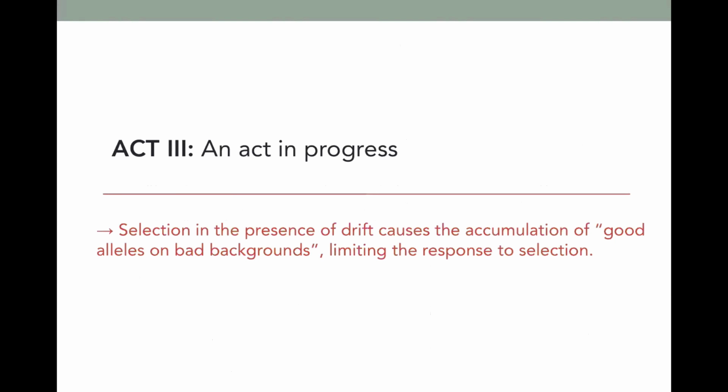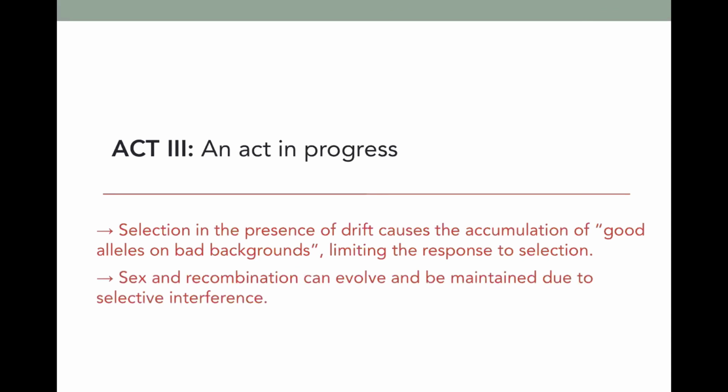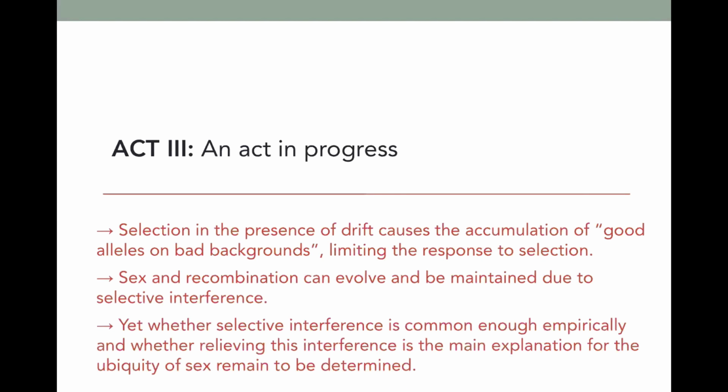Certainly, we know that selection in the presence of drift causes the accumulation of good alleles on bad genetic backgrounds, and this will limit the response to selection. Within a single population, sex and recombination can evolve and be maintained due to this selective interference. And I think this is probably the major force preventing sex from being lost or recombination rates from getting too low within species. Yet we still do not know whether selective interference is common enough empirically and whether relieving this interference is the main explanation for the ubiquity of sex.